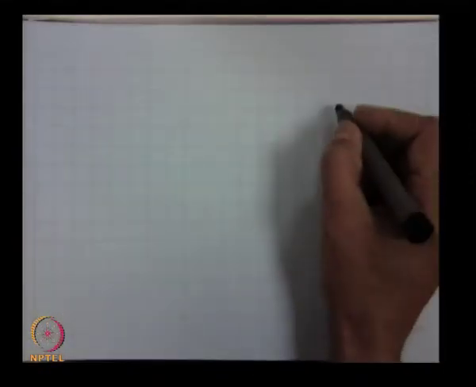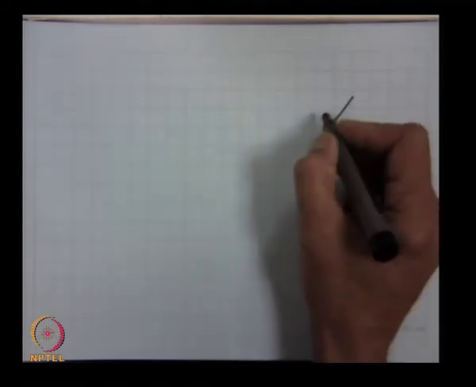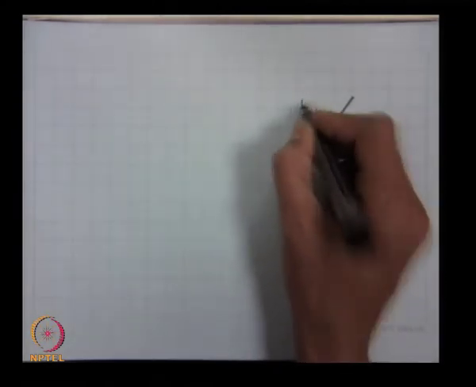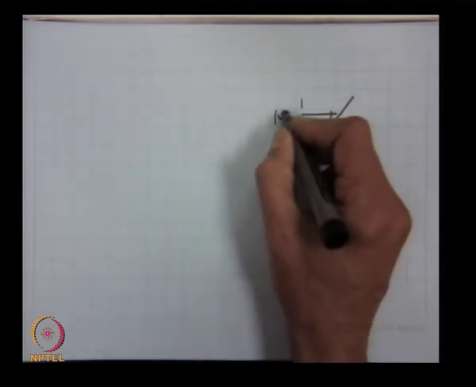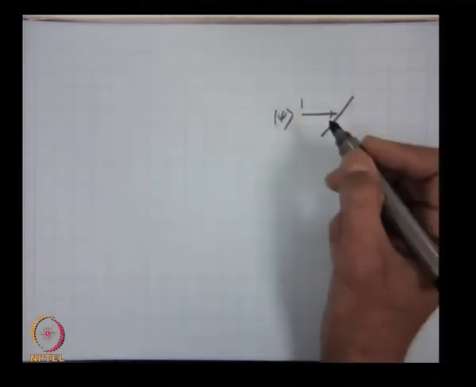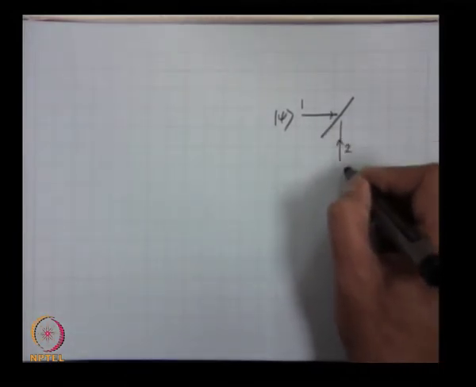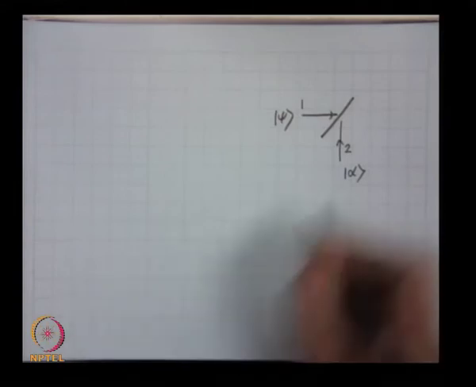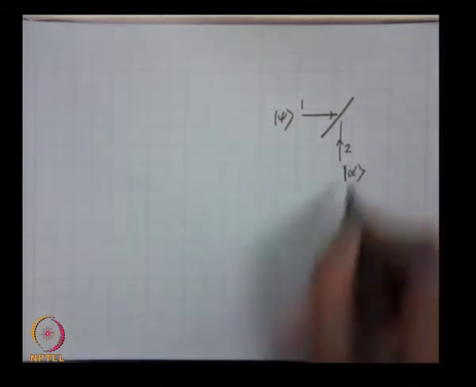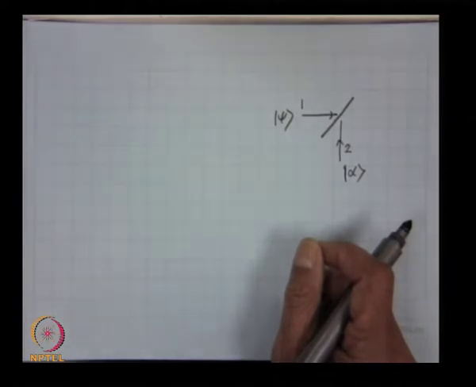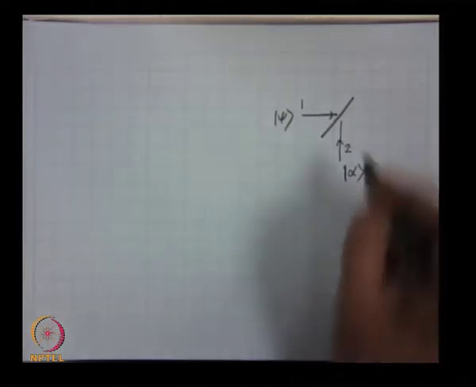Okay, so we continue. Let me recall. In balanced homodyning, what we are having is we have a 50% beam splitter. The arm 1 is the input state, which is an unknown state. In arm 2, we put in a coherent state, which is represented by alpha, which means it's like a wave coming out of a laser. A good stabilized laser will produce a coherent state.